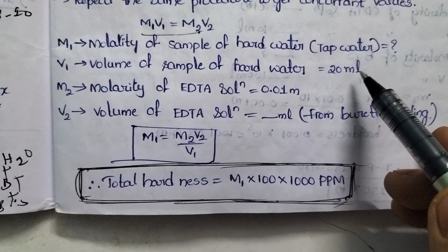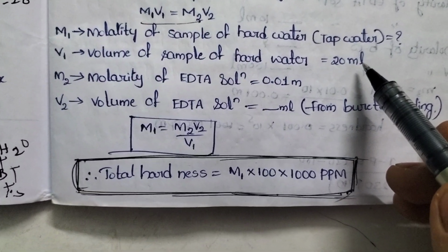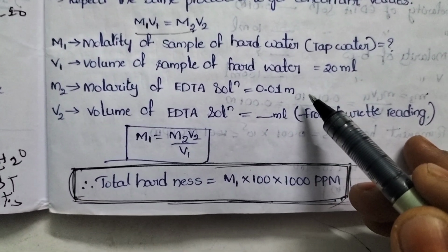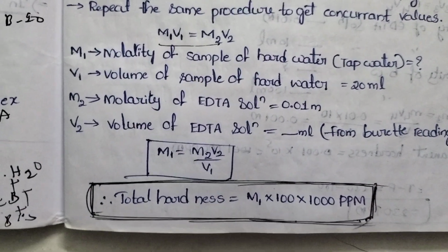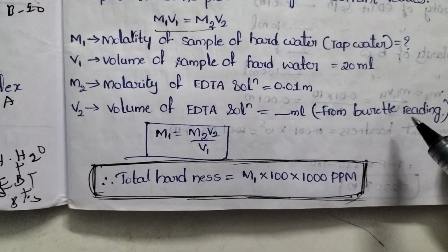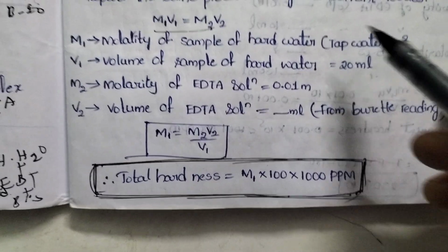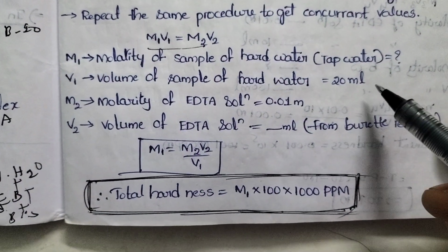Volume of hard water: how much we have taken in the conical flask? We took 20 ml. That is why V1 is 20 ml. M2 molarity is the EDTA concentration, that is 0.01 M. Next, the volume of EDTA we will get from the burette reading at the end point. So among four terms, we know the M2 value, V2 value, and V1 value.